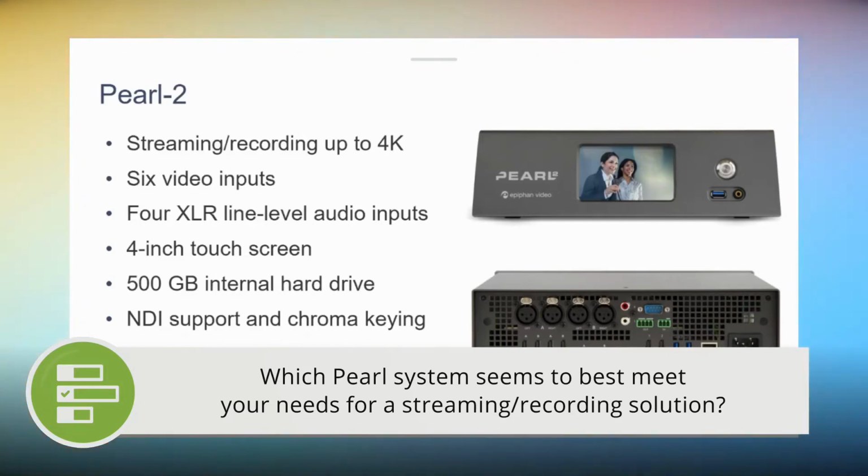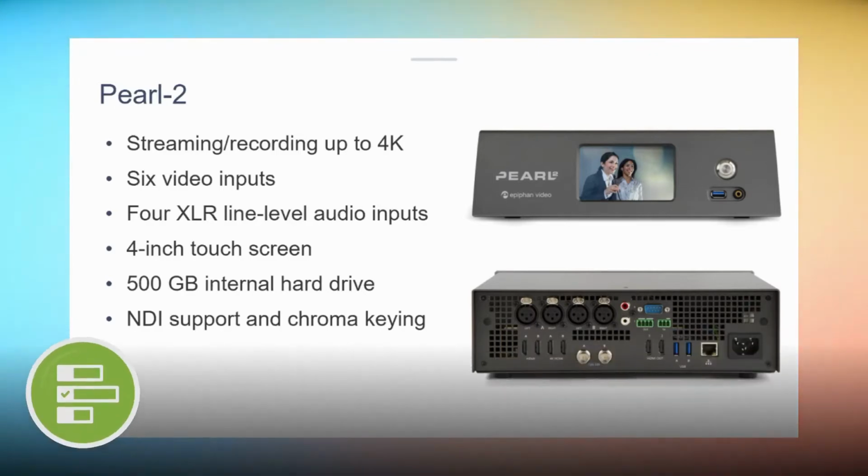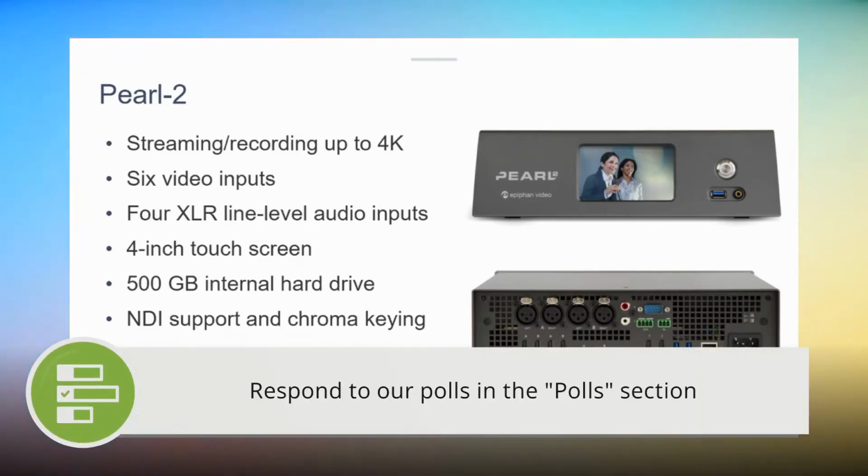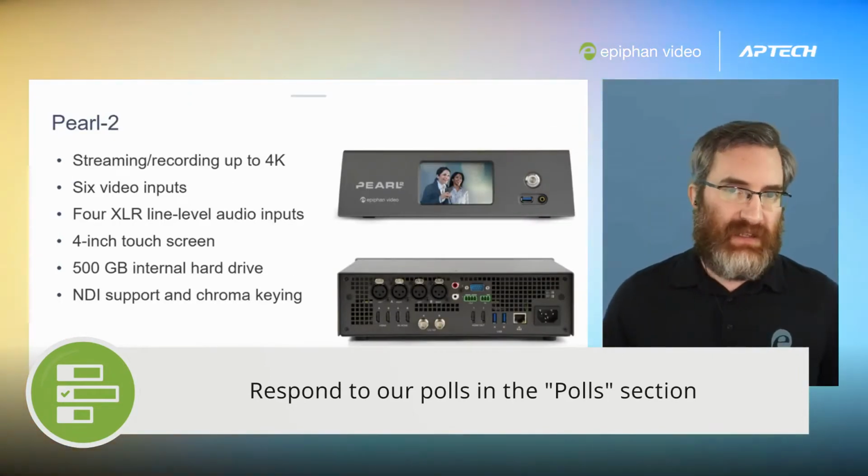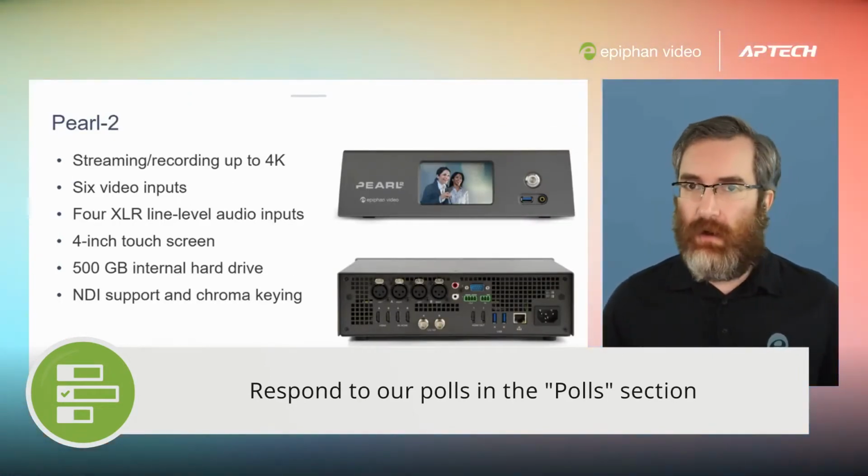It has a 4-inch touchscreen built into it, and there's a specific reason for that that I'll show in another slide. But it offers basically the same functionality that the Pearl Mini does. It's just a smaller screen. Pearl 2 uses a 500 gig internal SSD for recording, so that's built in. We don't need to provide an SD card or anything like that.